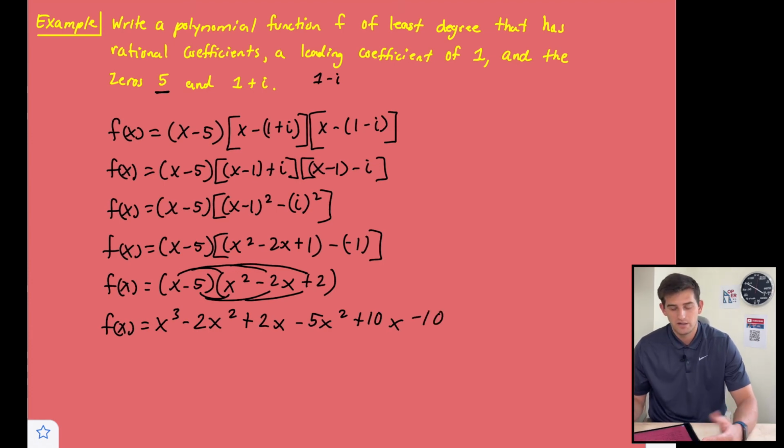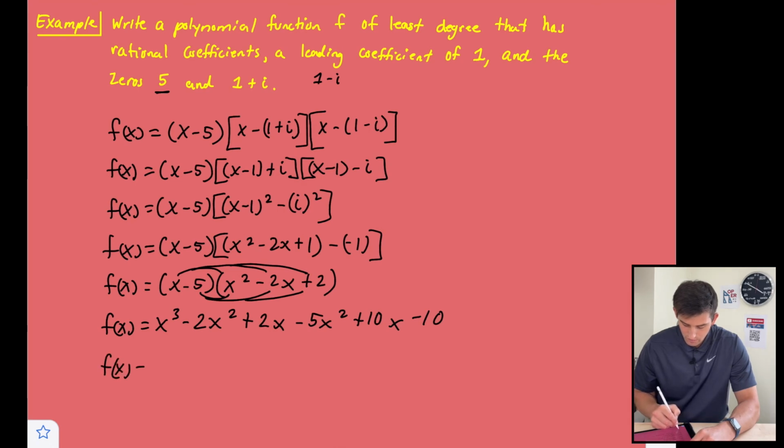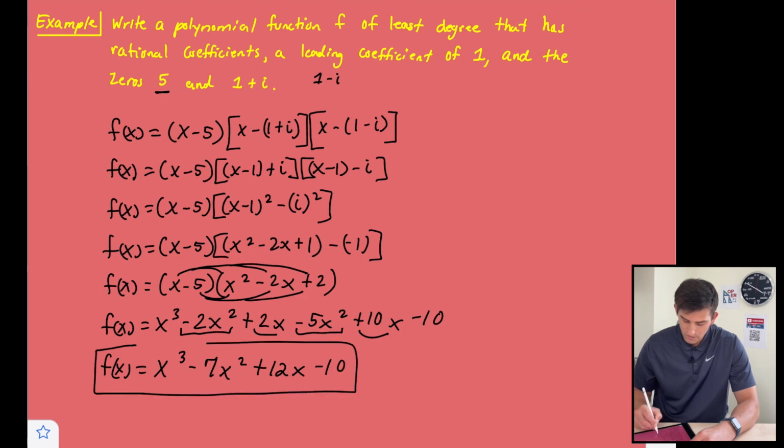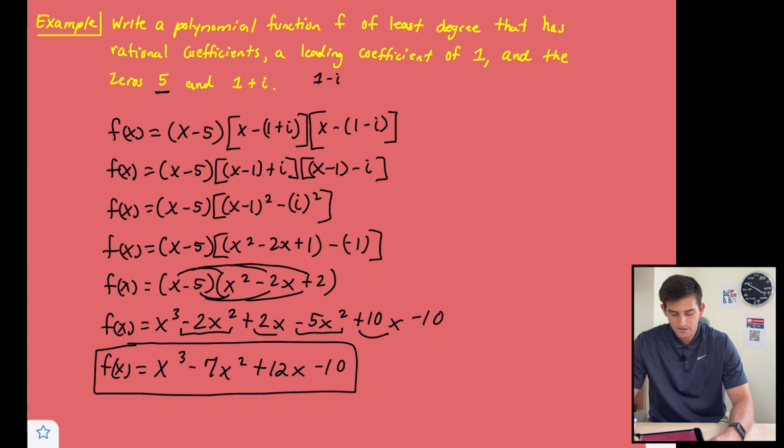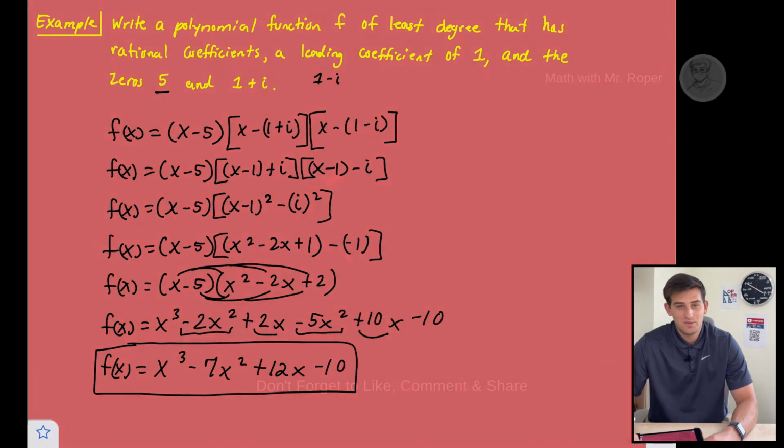Now all we have to do is combine our like terms, and we have reached our polynomial function of least degree. So we have x cubed, and then we have a negative 2x squared minus 5x squared, so negative 7x squared. 2x plus 10x, so plus 12x, and then minus 10. So our final polynomial of least degree that has rational coefficients, a leading coefficient of 1, and the zeros 5 and 1 plus i would be f of x is equal to x cubed minus 7x squared plus 12x minus 10. And that's how you can use the complex conjugates theorem.